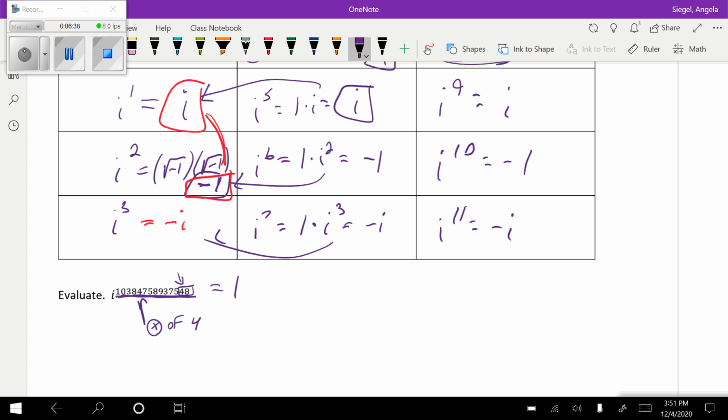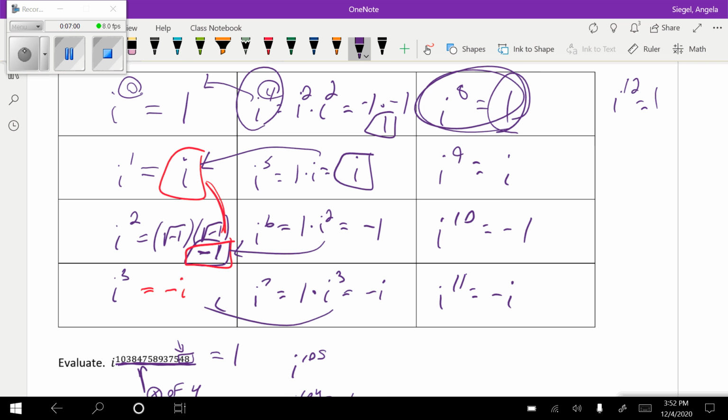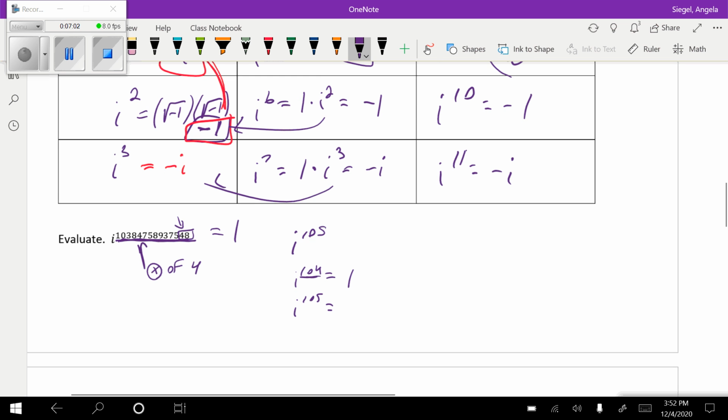So let's do another one, like i to the 105th power. Well, I know that i to the 104th power would be 1 because that's a multiple of 4. So i to the 105th power goes 1 times i, which would be just i.